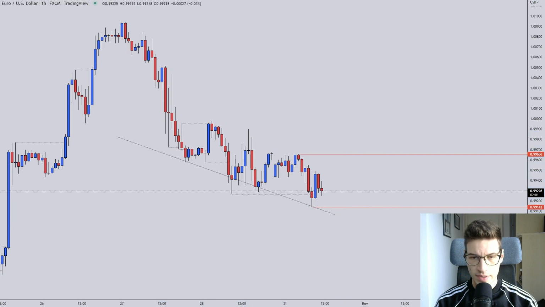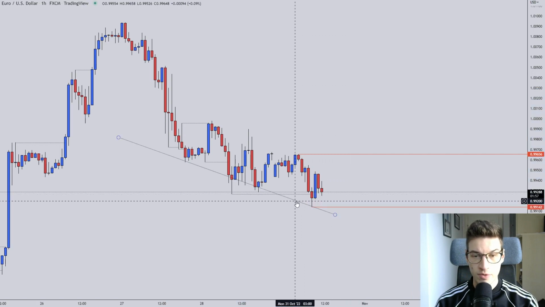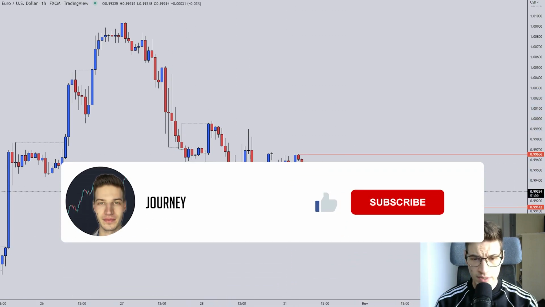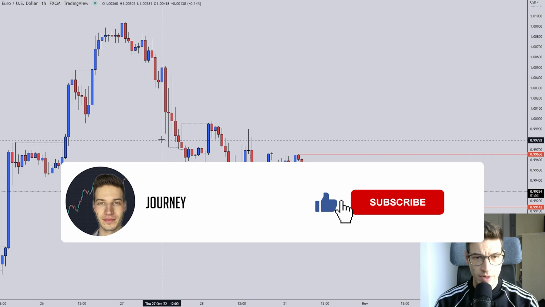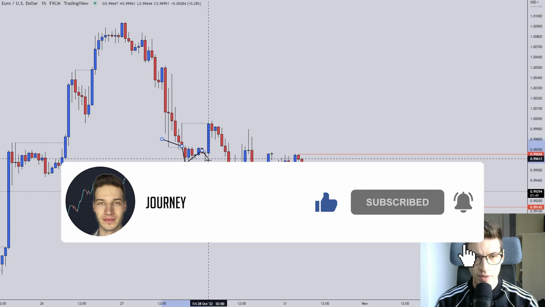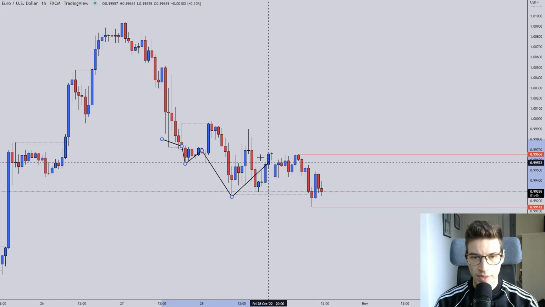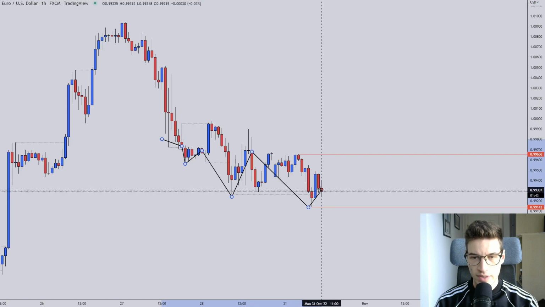For the first one, I am seeing a descending structure for EU. Right here you can see that we're just breaking the lows and leaving wicks, which is a good sign. The low breaks right here with a wick, retraced, broke the low, retraced, broke this low again, left the wick, retraced, and broke the low again and retraced.